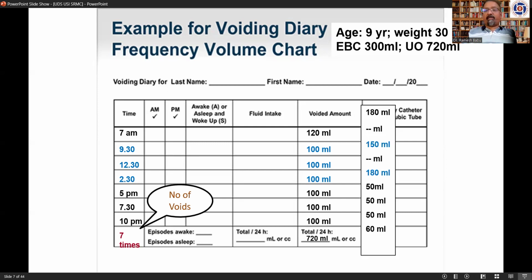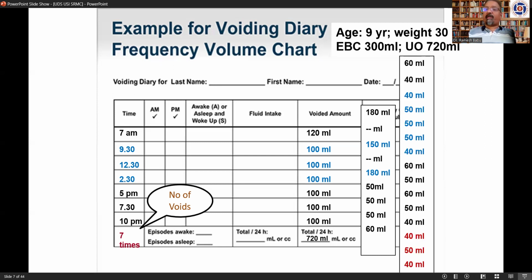Now, the voiding doesn't have to be exactly like that. It can be variable between 150, 180, and then evenings can be 50-50. When the child is at home, probably it is more, whereas when the child is at school, there are only 2 intervals. During those times, the child holds. So even though the expected bladder capacity is 300 ml, at around 50% capacity or so, the child has the urge to go.